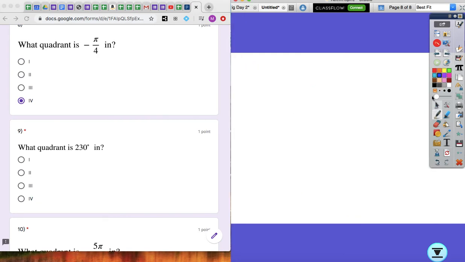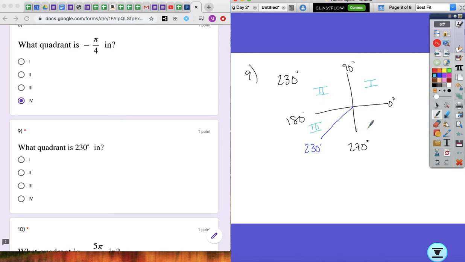All right, number 9 is asking what quadrant 230 degrees is in. So this is a nicer one again. So here's our general picture, right? 230 would be between 180 and 270. 230 is 50 degrees away from 270, so maybe somewhere around in here. It doesn't have to be perfect, but you're just trying to figure out what quadrant you're in. So this is going to put us in the 3rd quadrant.